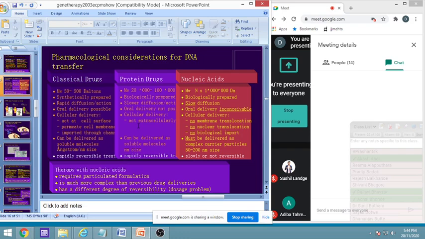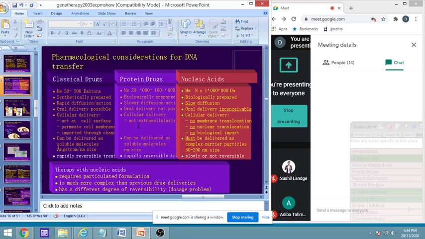Now you can understand that because of that there is a problem of pharmaceuticals, that is, how to formulate it and how it can be delivered. Here these classical drugs are synthetically prepared, protein drugs are biologically prepared, and nucleic acids are also biologically prepared. Here oral delivery of these drugs is possible. In protein also oral delivery is not possible. Here oral delivery is not at all possible, it is not even thought about. Okay, protein drugs, for example insulin.